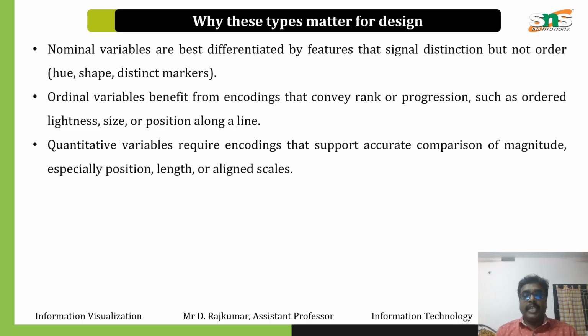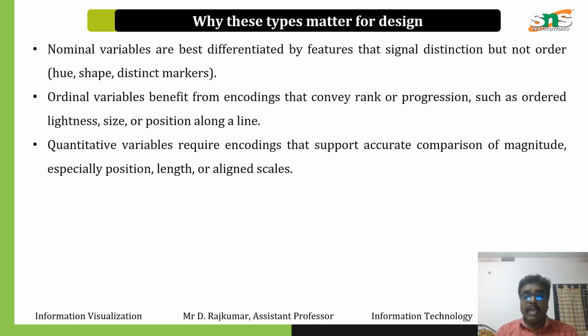So why are these data types very important in terms of design? Whenever we are working with nominal variables, they are best differentiated by features that signal distinction but no order, for example hue, shape, and distinct markers. Ordinal variables benefit from encoding that conveys ranking or progression, such as ordered lightness, size, or position along a line. Quantitative variables require encoding that supports accurate comparison of magnitude, especially position, length, and aligned scales.